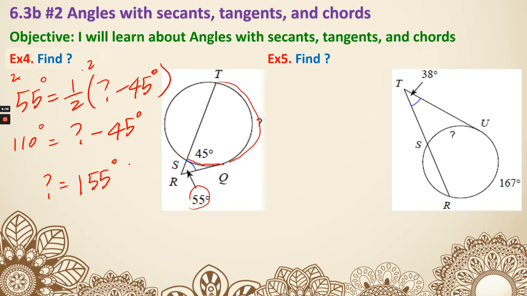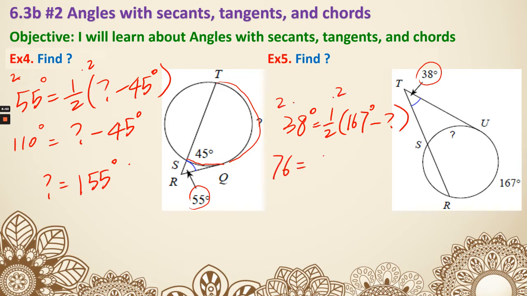That is example 4. Example 5. Angle is outside, so that angle is going to be half of bigger arc minus smaller arc. Bigger arc is 167 degrees. Smaller arc is a question mark. So multiply both sides by 2. 76 equals 167 minus the question mark.